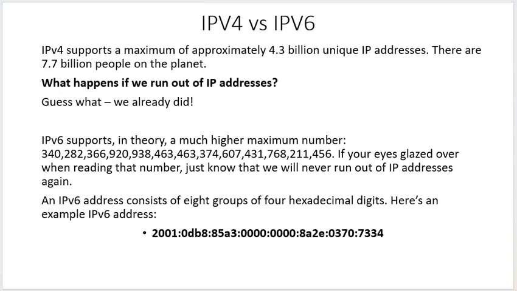IP4 versus IP6. IP4 supports a maximum of approximately 4.3 billion unique IP addresses. However, there are 7.7 billion people on the planet. So if everybody had a cell phone or they put it on the internet, only half of the people on the planet could connect to the network or the internet on their cell phone. What would happen if we ran out of IP addresses? We already have. IP6 supports, in theory, a much higher maximum number. And if your eyes glazed over when reading that number, just know we will never run out of IP addresses again. So an IP6 address consists of 8 groups of 4 hexadecimal units, and there's an example on the screen.